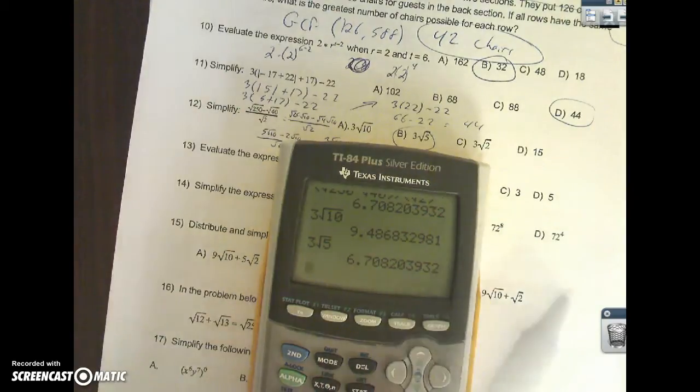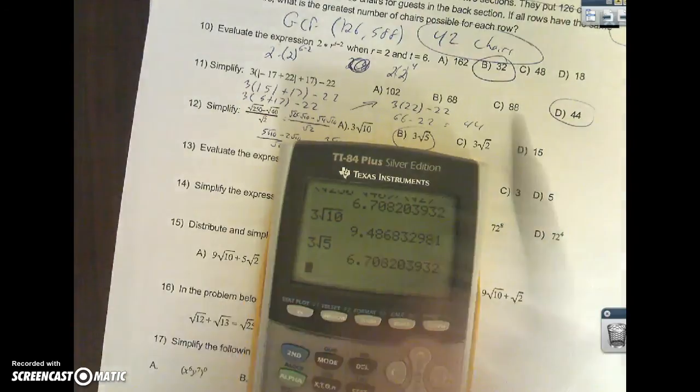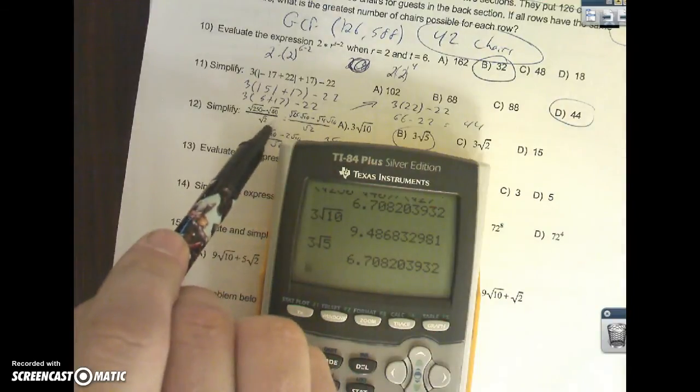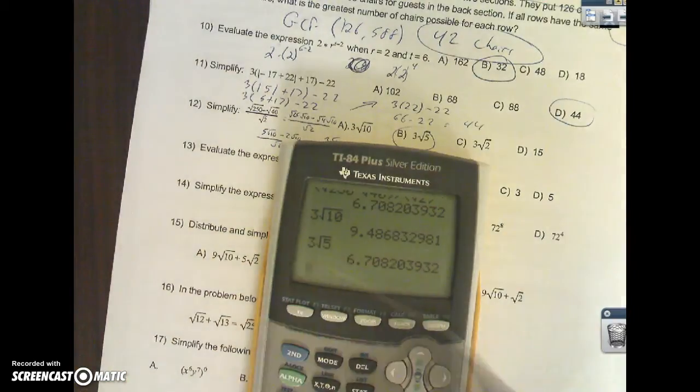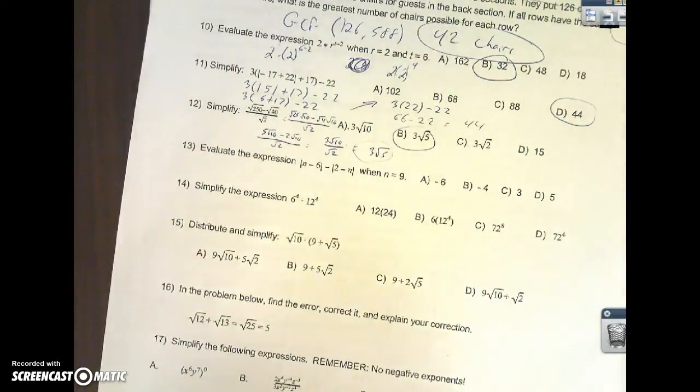Now you can, for problems like this, almost like cheat the test, okay? If you know how to use this. Punch this in, get a decimal approximation. Go through your answers, see which one matches up, okay? Doesn't work all the time, but when it does, we're jackpot.